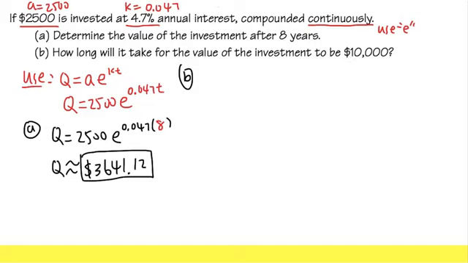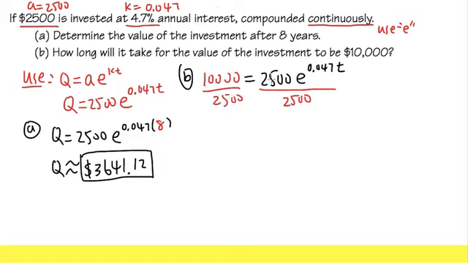This time, the 10,000 is the Q, the quantity that we are trying to get. So let's put that down. Well, that's equal to this, which is the 2,500 times e raised to the 0.047 times t. All right. So now I'm just going to divide 2,500 on both sides so that this and that will cancel. And then we will see e to the 0.047t. 10,000 divided by 2,500 is equal to 4.